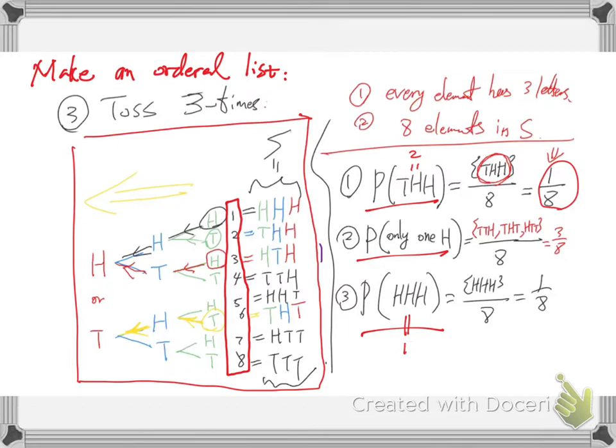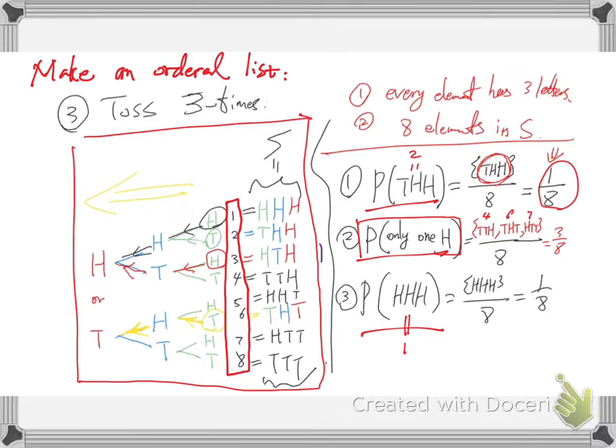So now the middle one. They want only 1 H. So that means you got the head once and tail twice, right? So now let's find these. TTH is my number 4. THT is my number 6. And HTT, that's my number 7. So 4, 6, 7 satisfy the result where you get only one head and two tails. So now the probability will be 3 over 8. So this is case 2.